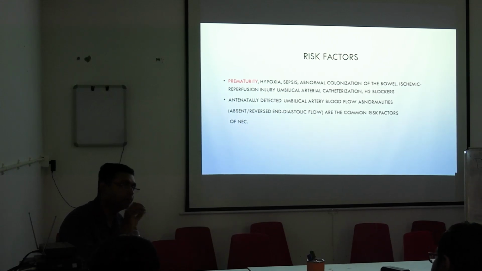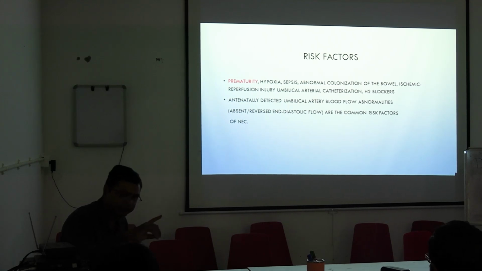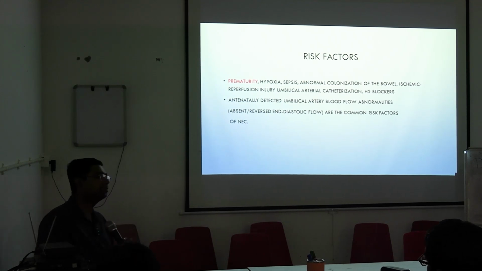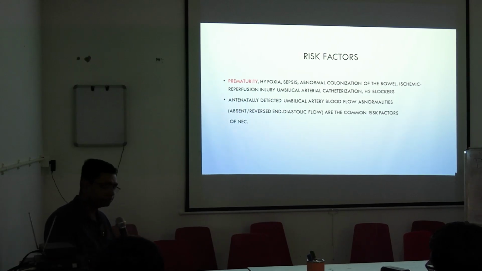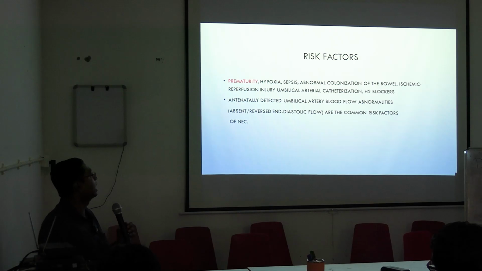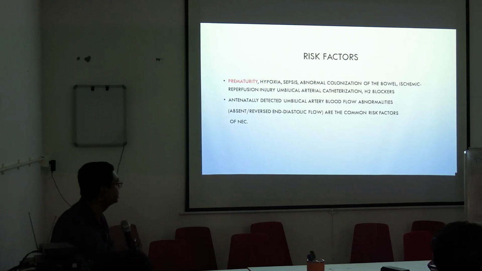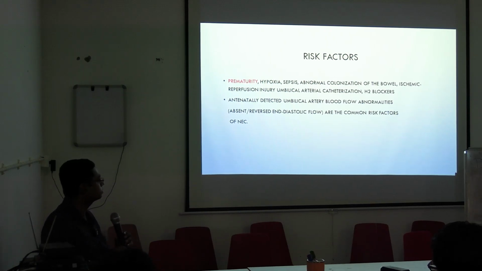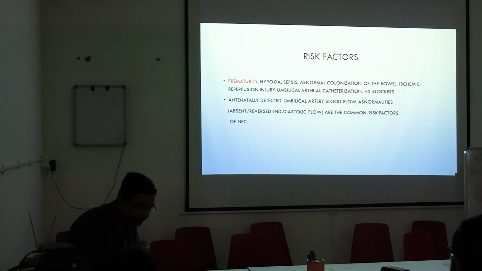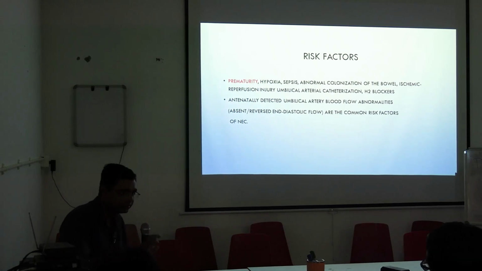So, whom should we think of as likely to develop NEC? These are discussed in the risk factors. Most common risk factor is the prematurity. More premature the baby, more is the risk of NEC. So, prematurity, hypoxia, meaning birth asphyxia, sepsis, ischemic reperfusion injury, umbilical artery catheterization. These are the risk factors.